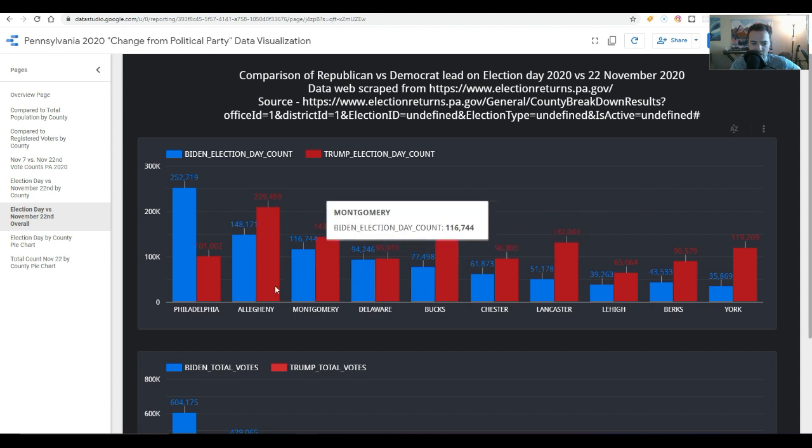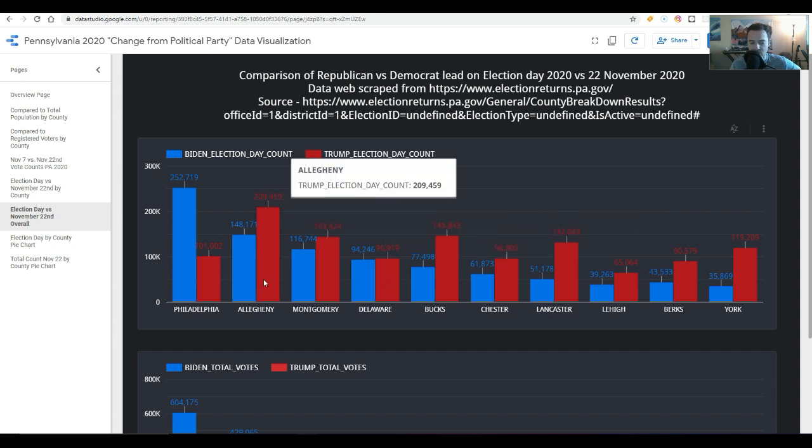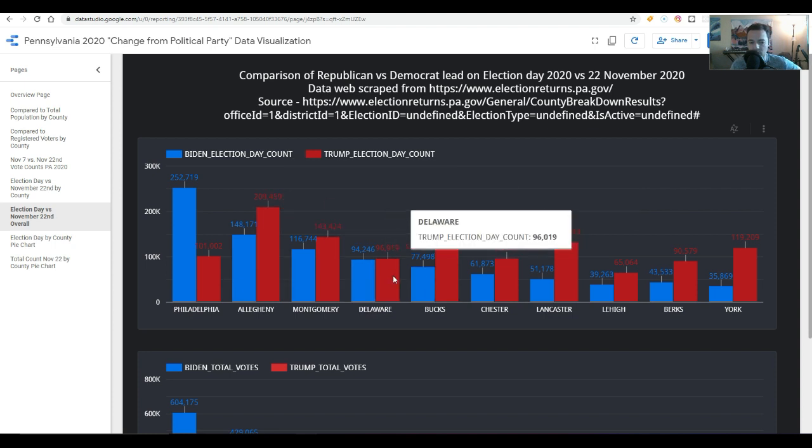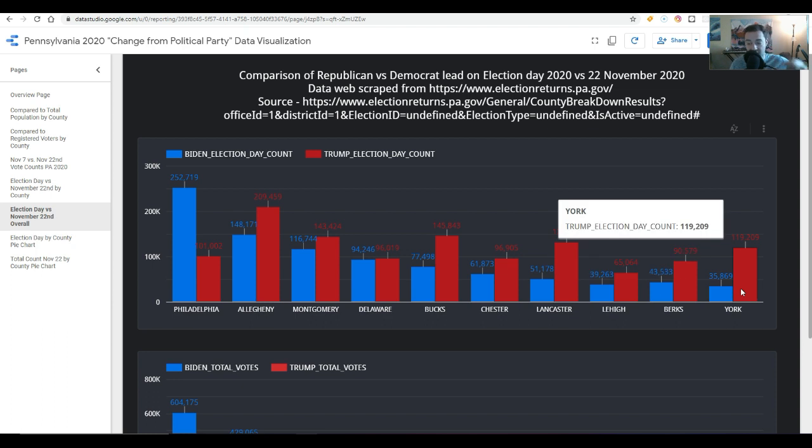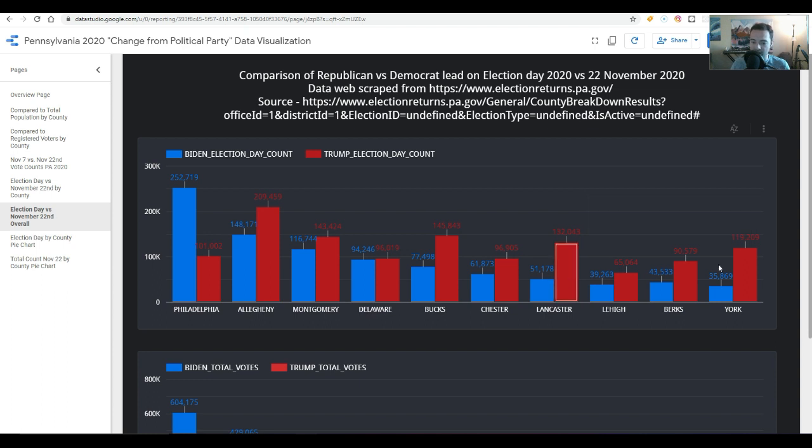We have a Trump lead in 9 out of 10 counties, with Philadelphia leading pretty significantly for Biden, about 151,000 votes up. And what's nice is if you look at this link, which will be in the description, you can interact with this just the way that I am and see how everything's working.